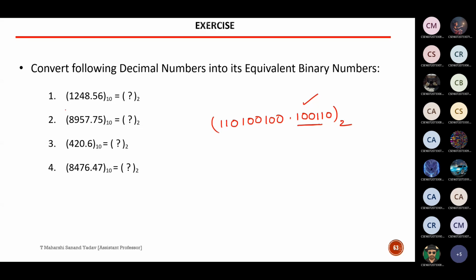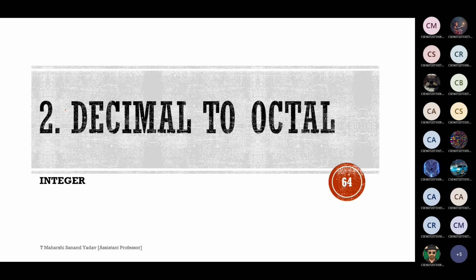Next, decimal to octal. What is the method? Continuous division by 8, or you can call it as repeated division also. Anything is okay. So question: 204, which is in decimal, into octal. Please solve it and tell me the result fast.